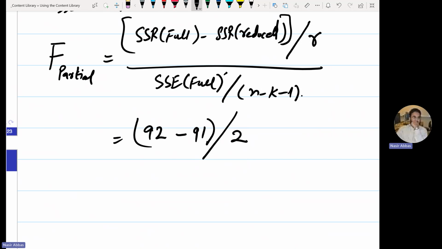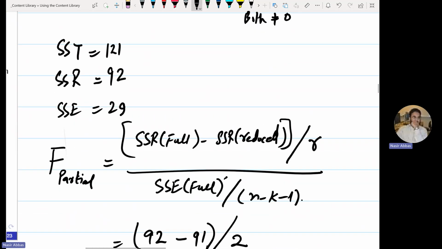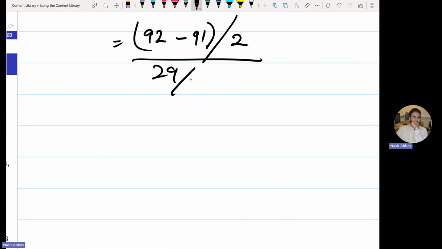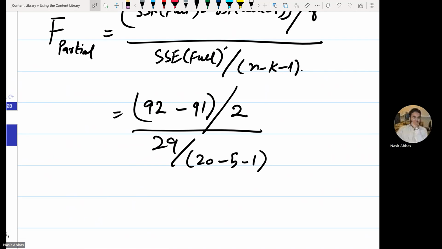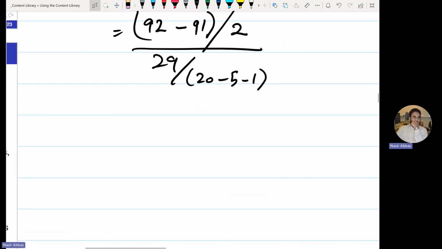What if you want to check the average increase per feature? Divide by the number of features that you are testing, R. In this example, 2 additional features that you are adding. Divided by SSE of the full model, which is 29, divided by n minus k minus 1. Let's say n is 20. K for the full model is 5, minus 1.